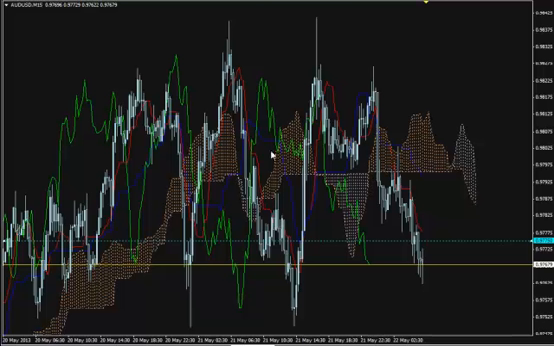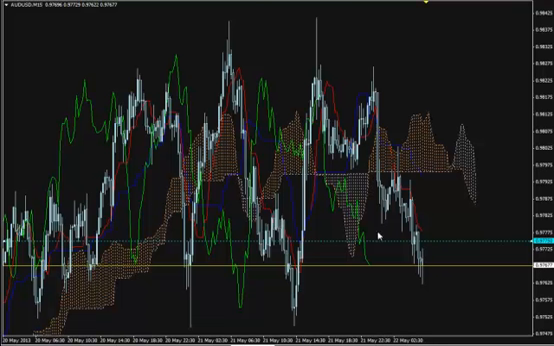You can see here that although on the M15 time frame we had a horizontal arrangement of the Kumo for a while, now we had a bearish breakout, a bearish Kumo breakout, a very strong one. We see the sharp edge of the leading bearish Kumo.